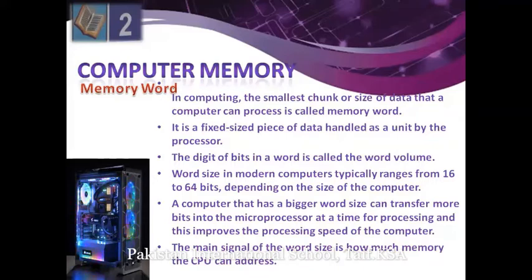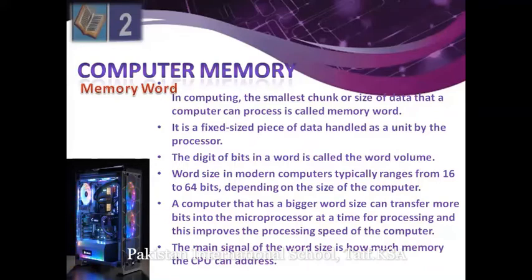Do you remember that in the previous slide we discussed that the combination of 16 bits is called one word. 16 bits is equal to 1 word. So if we have 16 bits, it is equal to 2 bytes, but is equal to 1 word. So the word is the smallest chunk or size of data that a computer can process, called memory word. Basically, it is a fixed size piece of data handled as a unit by the processor.